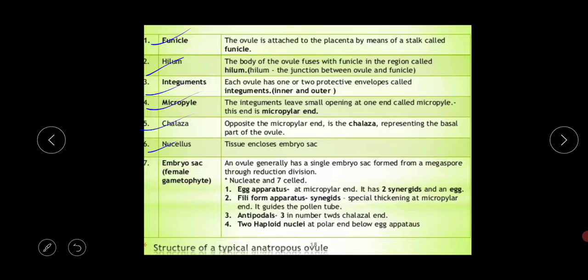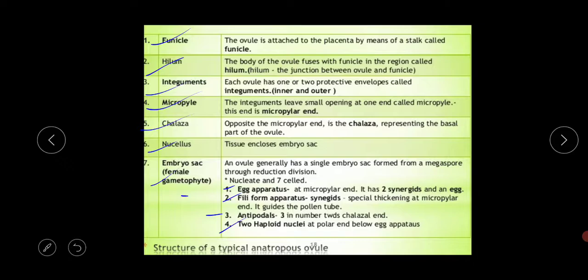Next one is the nucellus. This tissue encloses the embryo sac, and the last one is the embryo sac or female gametophyte. An ovule generally has a single embryo sac formed from a megaspore. It has a 7-cell stage: the egg apparatus, filiform apparatus or synergids, the antipodals, and the 2 haploid nuclei. We will discuss the embryo sac later. When we study embryo sac formation, you will see what synergids, egg apparatus, antipodals and the 2 haploid nuclei mean.